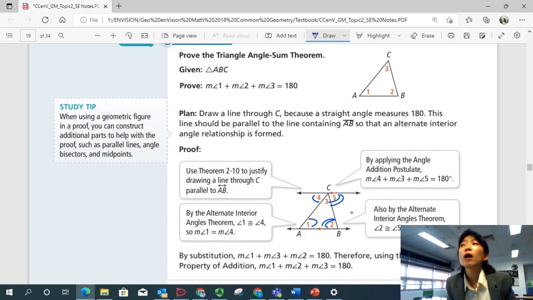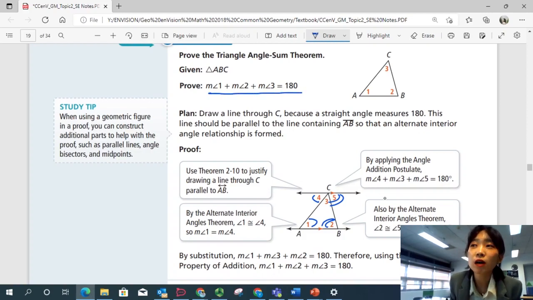So you can also say by an angle addition postulate, measure of angle 4 plus measure of angle 3 plus measure of angle 5 would add up to 180 degrees because this is a straight line. Does that make sense? And then using the congruent statements, you can say, oh, I can substitute this. And so by substitution, I'll have 1 plus 3 plus 2 will add up to 180 degrees. And that's exactly what we need to prove, right?